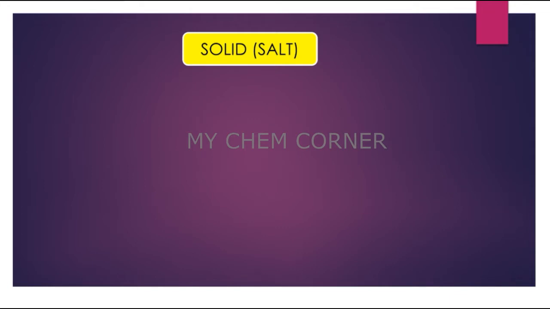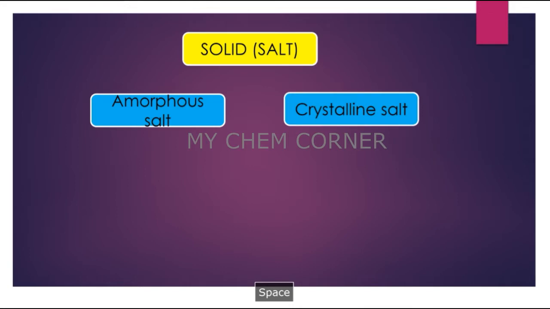Now whenever we get a salt in the lab, there are two different types of solids that we've learned, which is the amorphous salt. The other one is crystalline salt. Now amorphous salt is something like a talcum powder. When you touch it, that salt is going to stick onto your hand. It doesn't go off so easily, and when you touch it, it will feel like chalk powder.